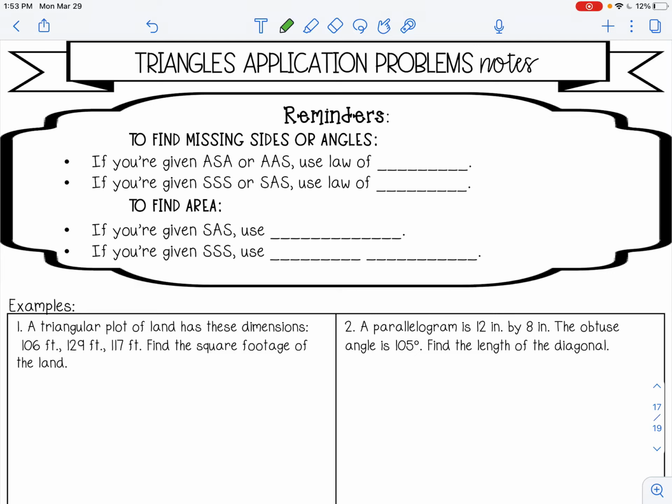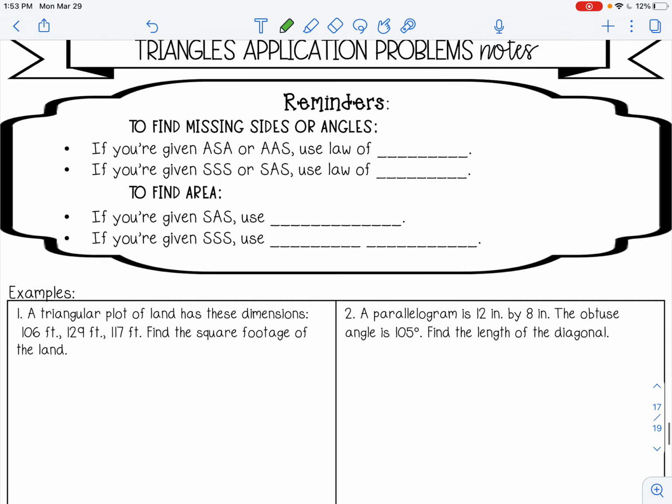Welcome to this lesson on triangle applications. Just a few reminders. If you want to find missing sides and angles and you're given angle, side, angle, or angle, angle, side, you would use law of sines. If you're given all sides or side, angle, side, you would use law of cosines.